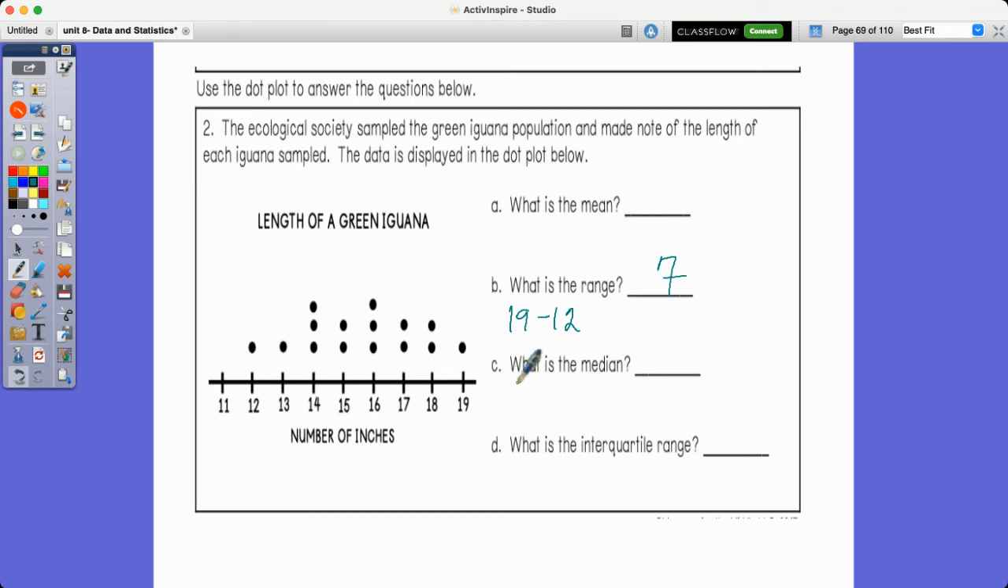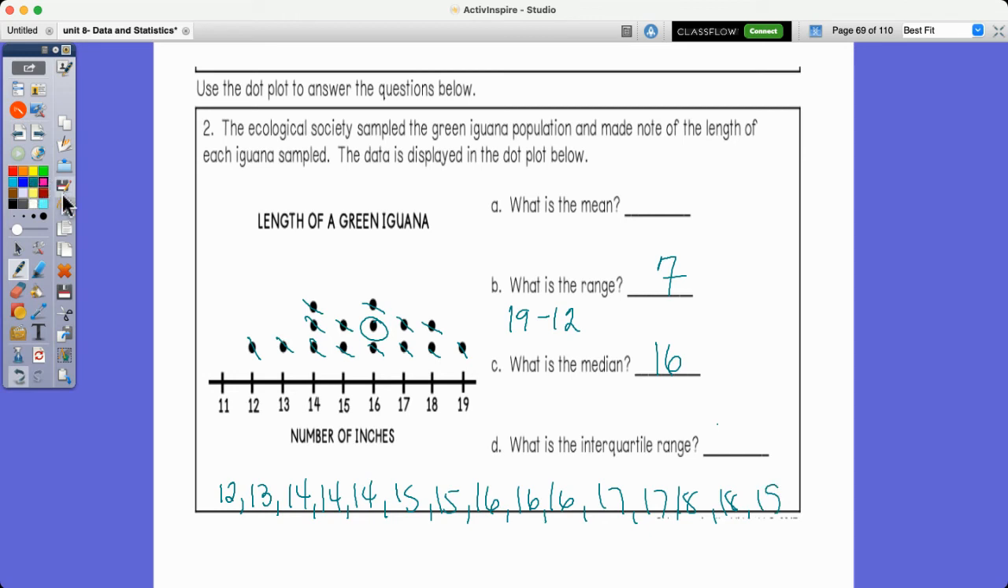My median is my middle number. Now you can actually find this by crossing off this way and working your way through. So your median is 16. Now these two you cannot do without doing some other things. So I guess we're going to have to write our list out. So I have a 12, a 13. I have 3 14s. I have 2 15s. I have 3 16s. I have 2 17s. I have 2 18s and a 19.